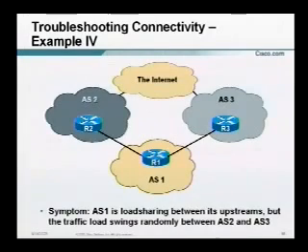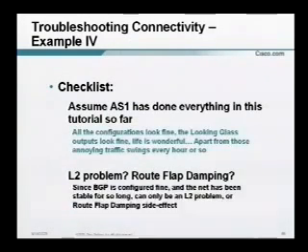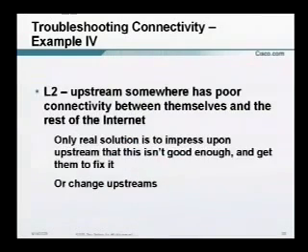Okay, example 4. Probably don't quite have time to go through this, but again, looking glasses. Try and figure out layer 2 problems. Route flap damping can cause an issue as well. Okay, route flap damping can cause interesting and unknown things to happen on the network.